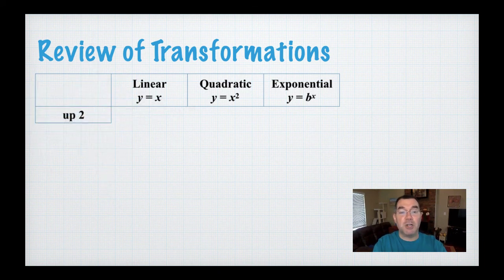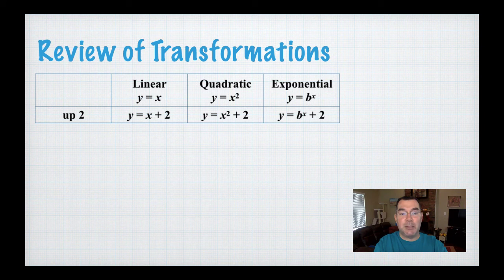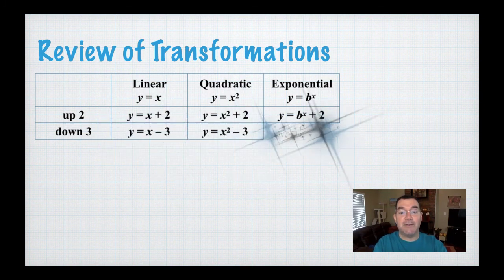First, if I move the function up 2, then the linear function has a plus 2 added to the end of it. The quadratic has a plus 2 added to the end of it, and the exponential has a plus 2 added to the very end of the function. So that's how you deal with a translation up by a certain number of spaces. The same thing with translating down a certain number of spaces. The only difference is that instead of adding that number to the end of the function, now you're subtracting that number from the end of the parent function.